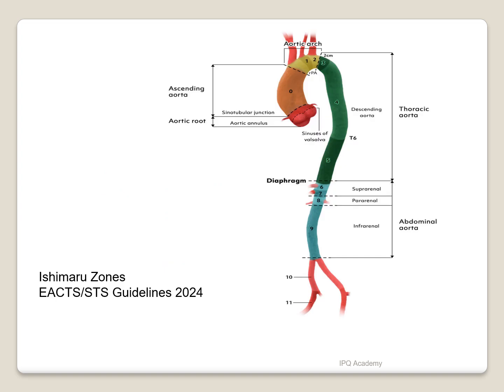For the purpose of unifying the terminology of the clinical anatomy of the aorta, it has been divided into various segments, starting with the aortic root, which is the segment between the aortic valve and the sinotubular junction, zone 0, which is the ascending aorta above the sinotubular junction, before the aorta arches backwards into zone 1, between the innominate artery and the left carotid artery, zone 2, between the left carotid artery and the left subclavian artery. The aorta then enters zone 3, which is the first part of the descending aorta.